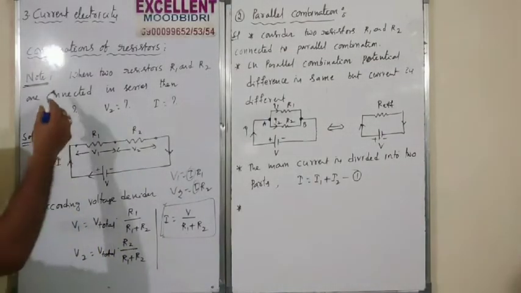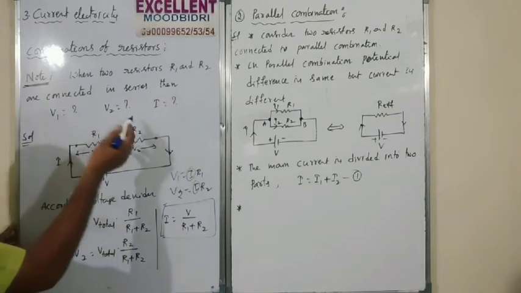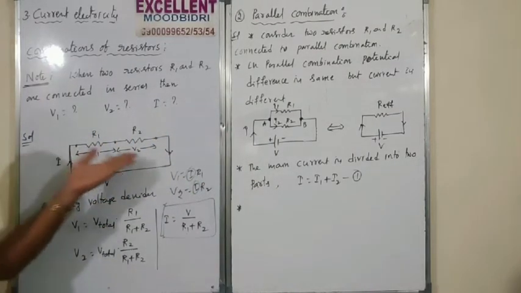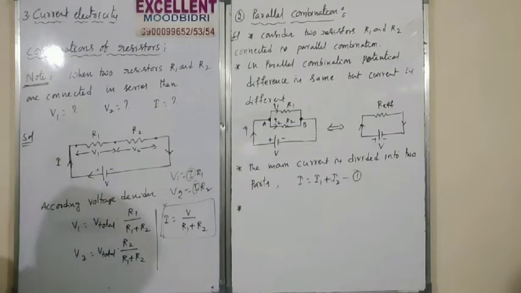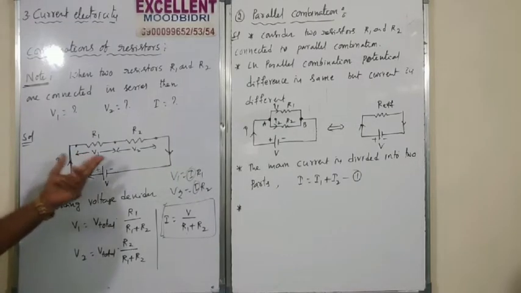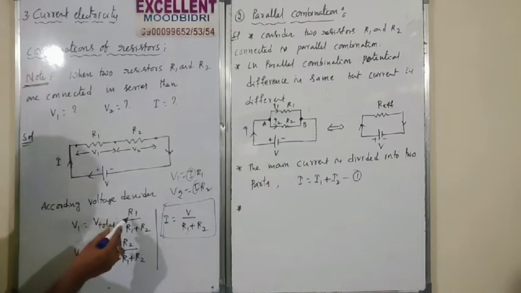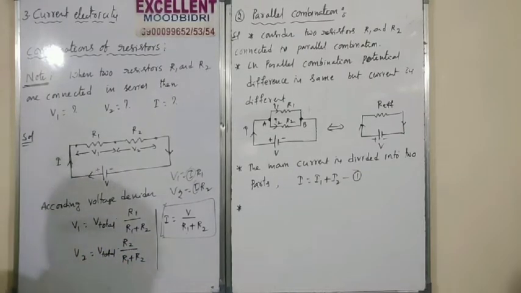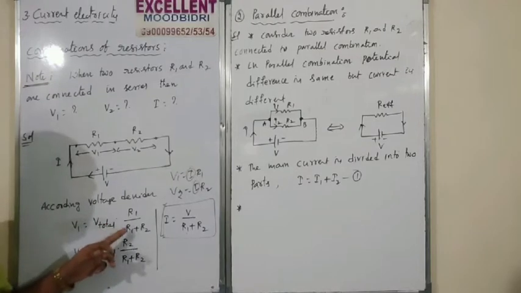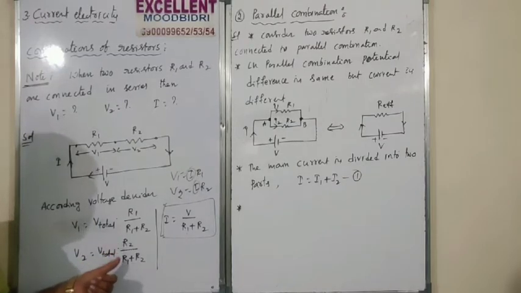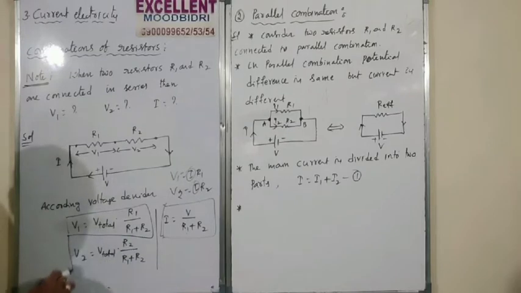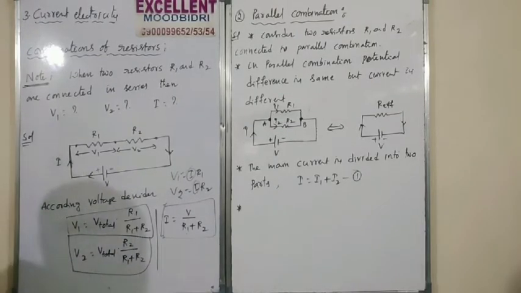When two resistors R1 and R2 are connected in a series combination, we can find V1, V2 and I, all the questions they are asking. Now this is a diagram. According to the voltage divider, that is voltage division, this is V1 and this is V2. According to that formula, V1 is equal to V total into R1 by R1 plus R2. This is the V1 formula. Similarly, V2 is equal to V total into R2 by R1 plus R2. This is the V2 value. So for V1 and V2 we can use these, and for I the formula is I is equal to V by R1 plus R2. Finish. So this is one small application.